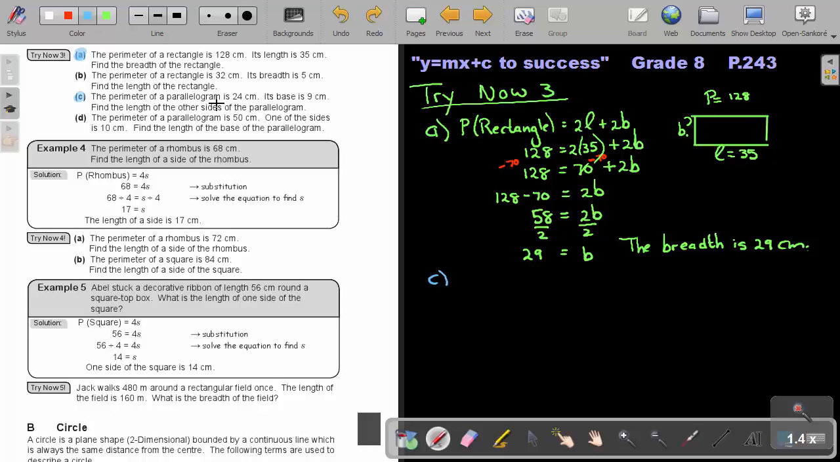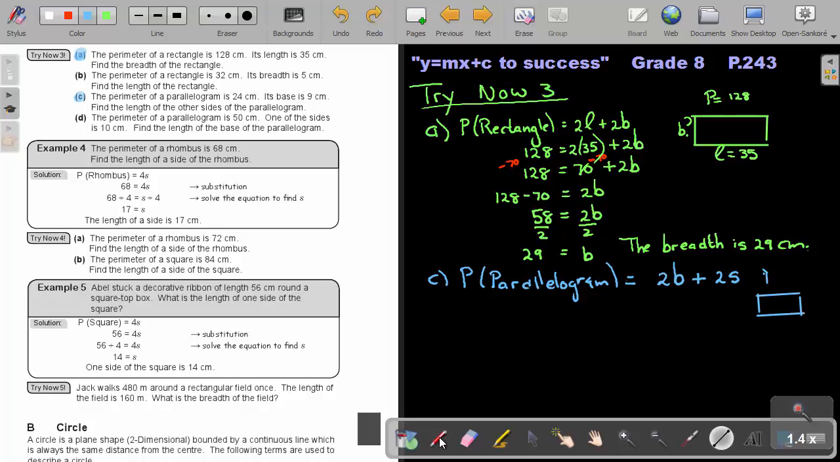The perimeter of a parallelogram. Remember, a parallelogram is actually the same formula, but we're just going to call it a little bit different. In this case, we're going to say it's 2 times the base plus 2 times the other sides, 2s, but it's more or less the same. We can again get a sketch. I'm making this one very small. What is the perimeter? It's 24.